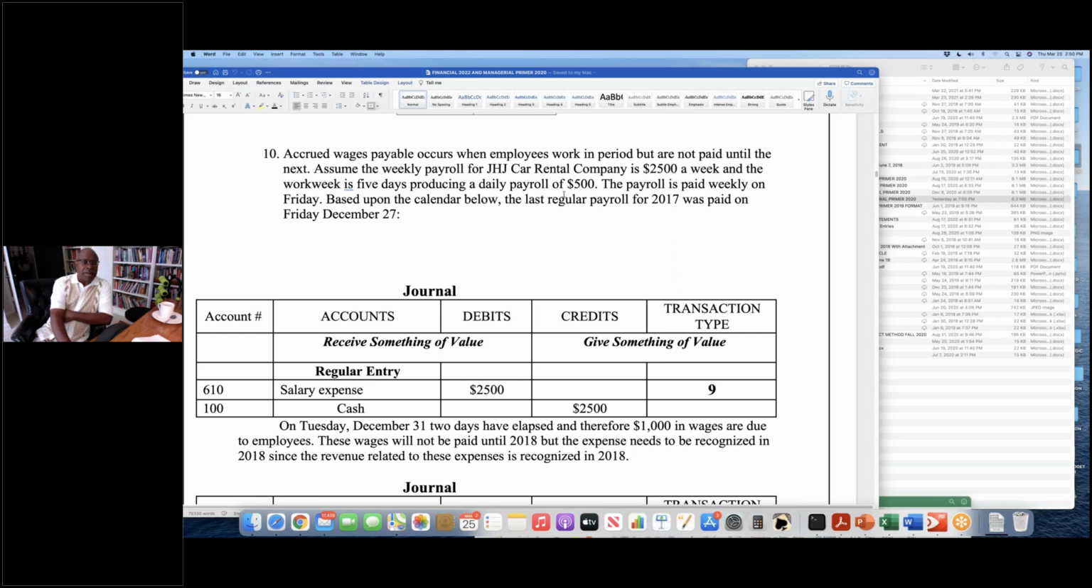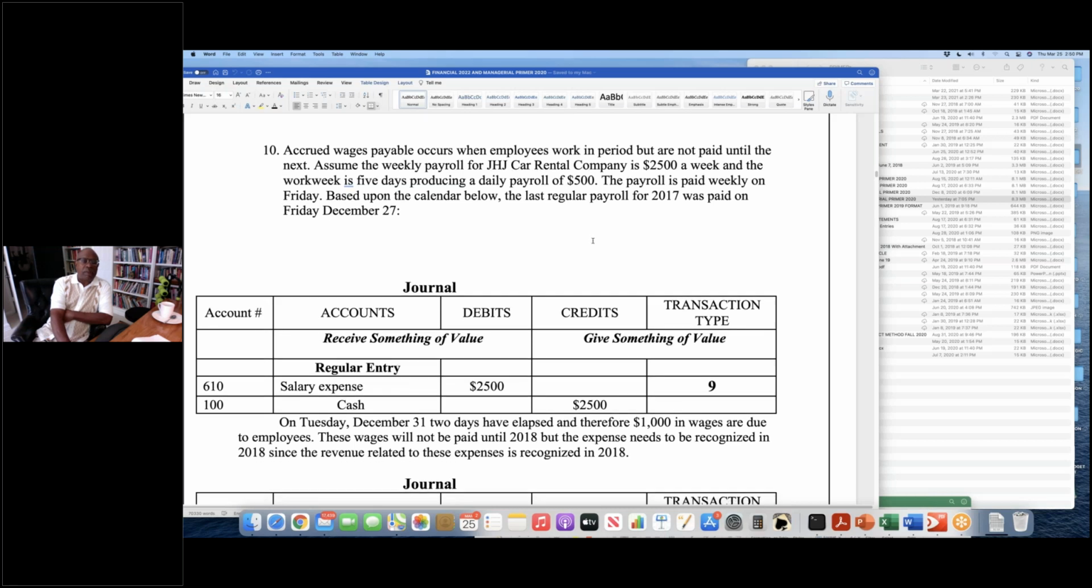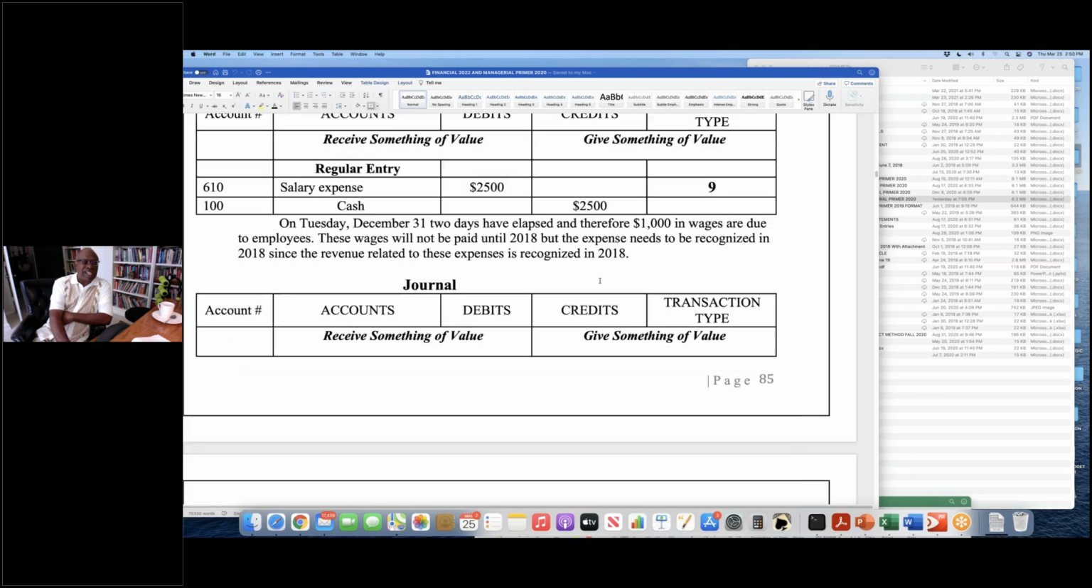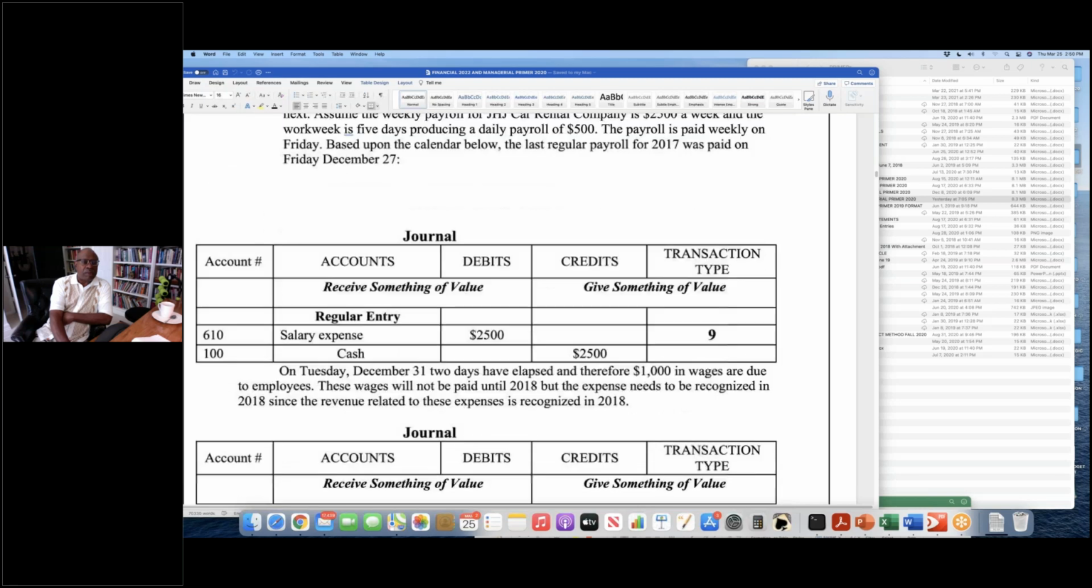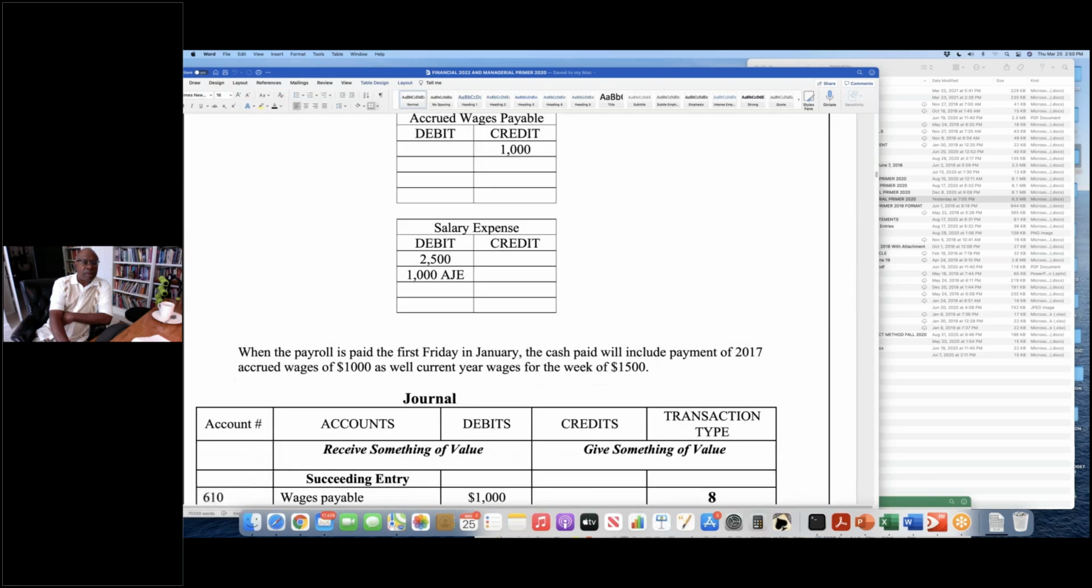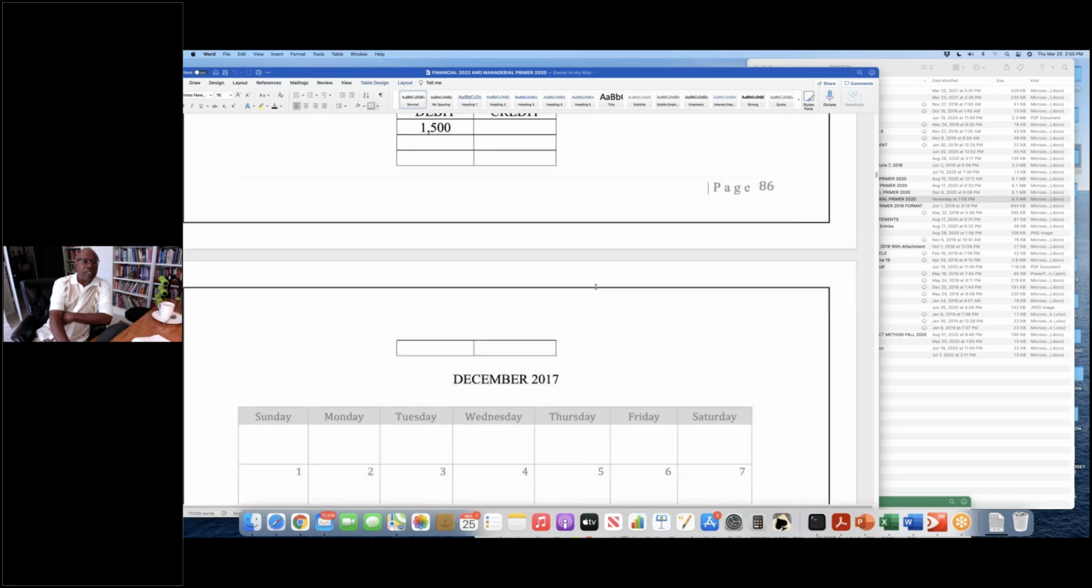Then we get to the end of the year, December 31st, and you still work. Are they going to pay you on December 31st? No, they're going to wait. They're going to wait to the end of the next week, which is in the next year.